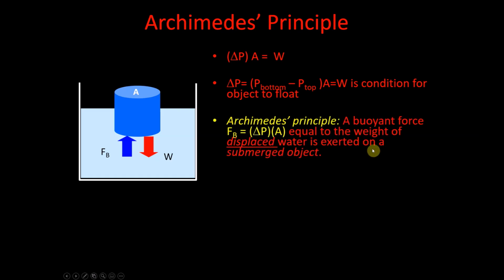So Archimedes' principle really states that the buoyant force, Fb, is equal to delta P times A, being equal to the weight of the displaced water, exerted on the submerged object. So our buoyant force is equal to the weight of water displaced. So the more buoyant force, the more water will be displaced, and the higher the water level will become.